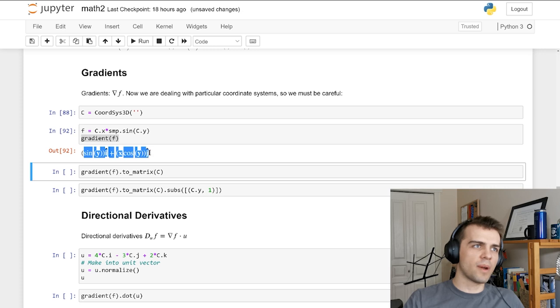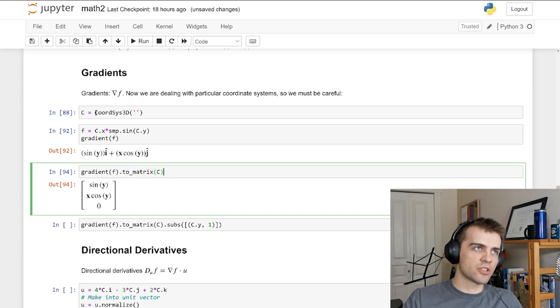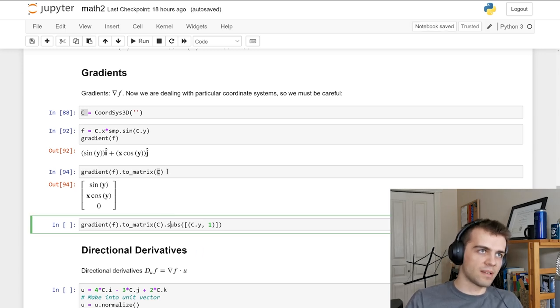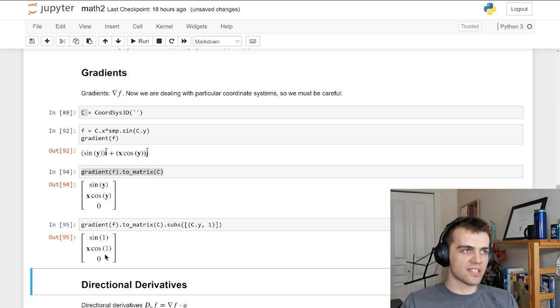If I don't like it in this form, I can always convert it to a matrix. This looks like what I've done before. So I'm just calling gradient f.to_matrix. Make sure I pass this C, which is the coordinate system I'm in. That's something you have to do. And if I want to plug in specific values, right? Suppose I take this gradient and I want to make y equal to 1. I can go gradient f.to_matrix, everything here, of course, and I substitute C.y, because that's, of course, what this is. It's this particular coordinate system's y value, and I put in the value 1 here, and it will put it like this.